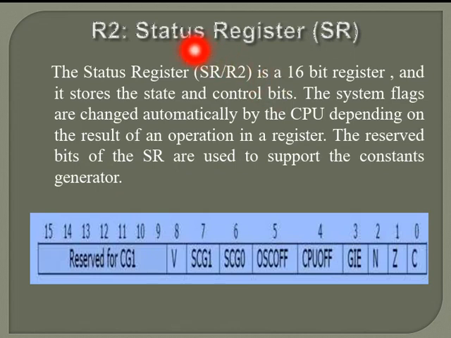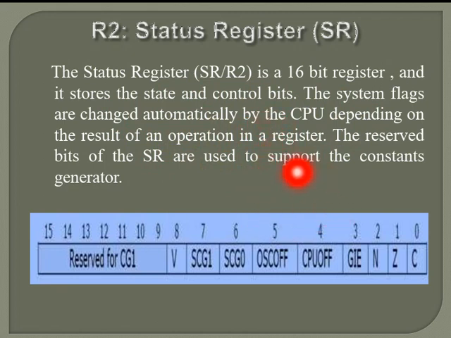Now the next is R2, that is the status register. You can see this is the status register. Here we have C for carry flag, zero flag, negative, GIE, CPU off, oscillator off, SCG0, SCG1, where SCG is the system clock generator, and V. This is reserved for your constant generator. This is a 16-bit register which is used for storing the state and control bits.